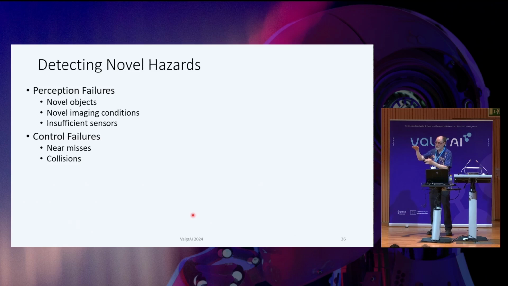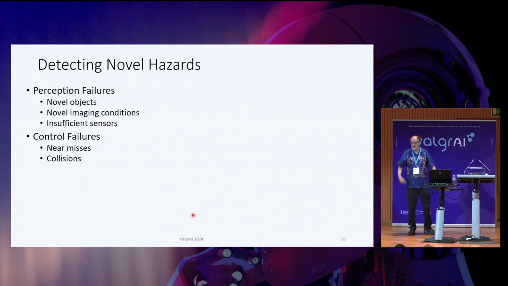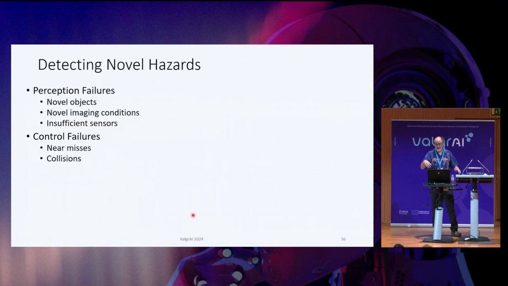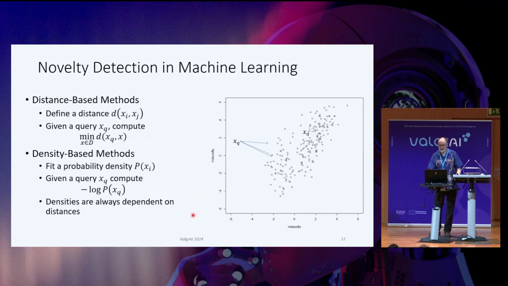So we have these perception failures where it's a novel kind of object or a novel imaging condition, or we lack sufficient sensors. For instance, the LiDAR does not see the sides of the vehicle very well, so there are cameras that look at the sides of some of these vehicles, but there's no redundancy. If the camera is dirty, then there's no visibility at all. The other thing is control failures, like near misses and collisions.